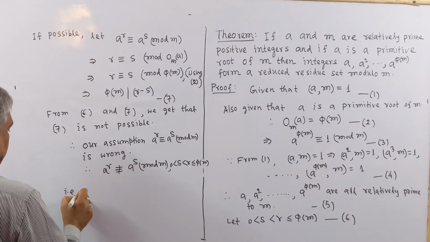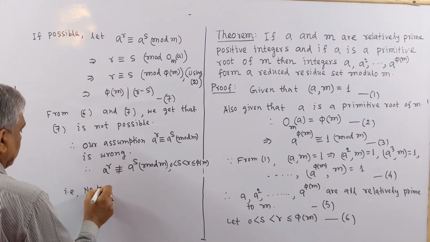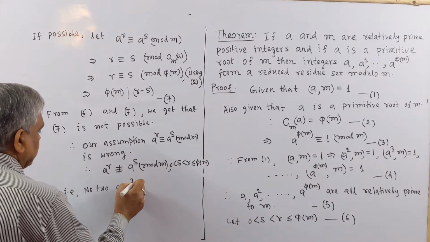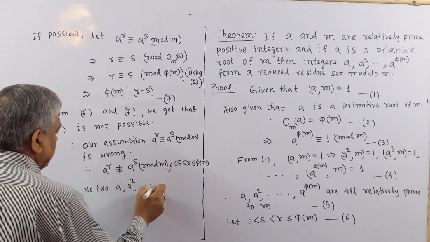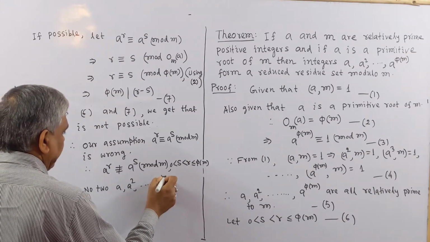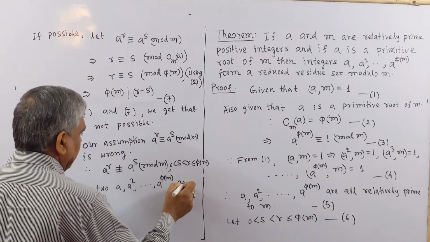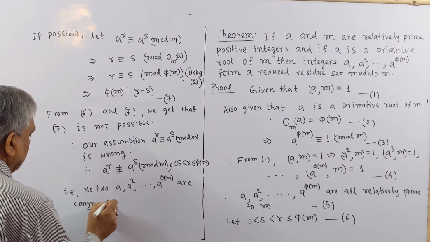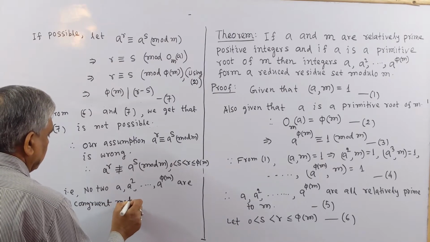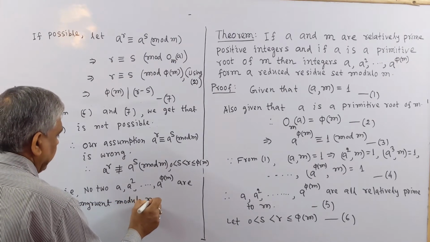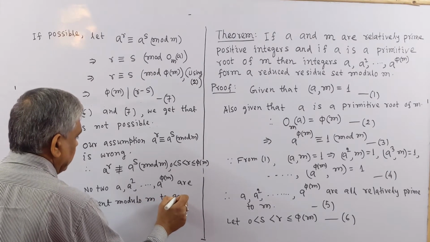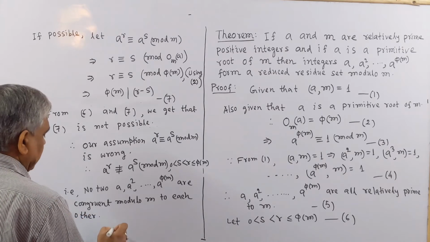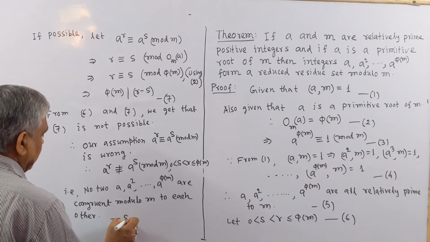That is, no two of a square, dot dot dot, a to the power phi m are congruent modulo m to each other. This is number 8.